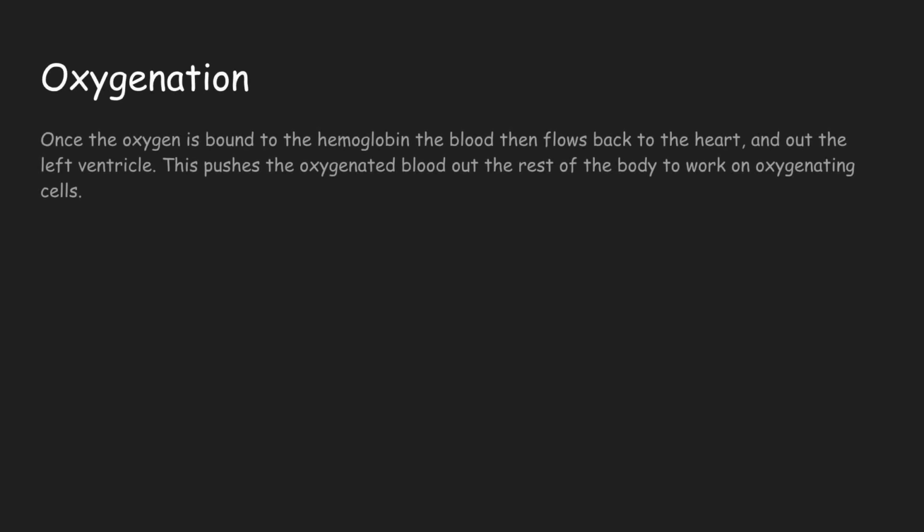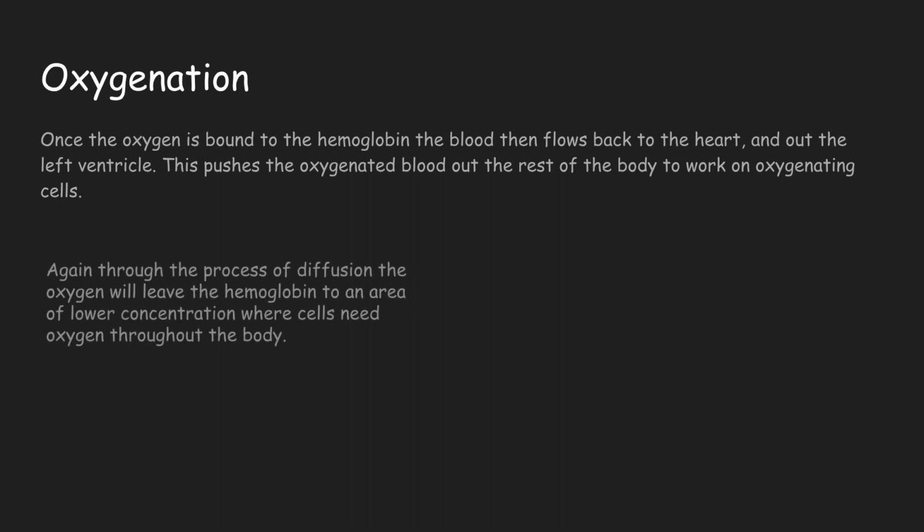Oxygenation, or perfusion as some books call it. Once the oxygen is bound to the hemoglobin, the blood then flows back to the heart through numerous pathways, through the left atria and then eventually through the left ventricle. This pushes the oxygenated blood out to the rest of the body to work on oxygenating cells. Again, through the process of diffusion, the oxygen will leave the hemoglobin to an area of lower concentration where the cells need oxygen throughout the body.